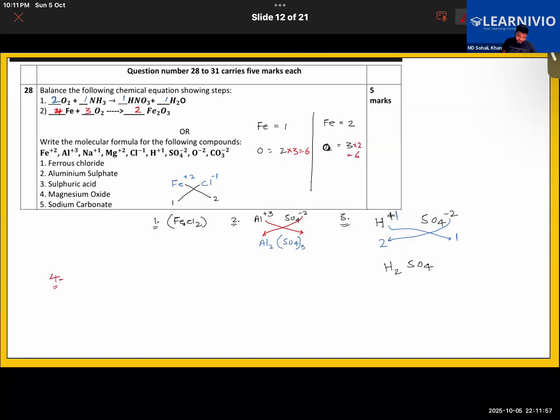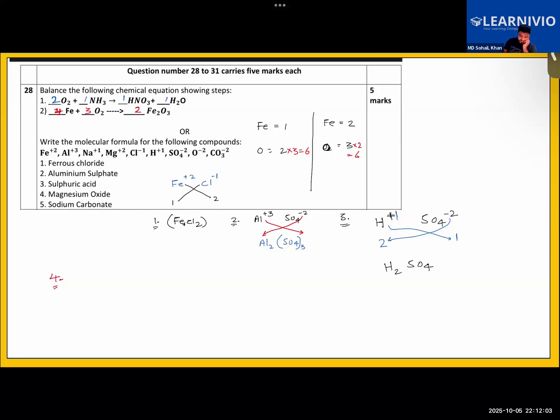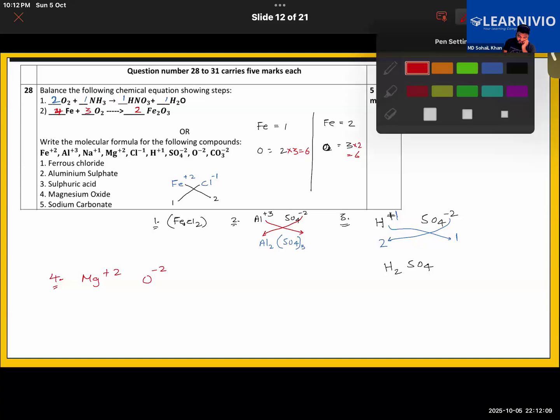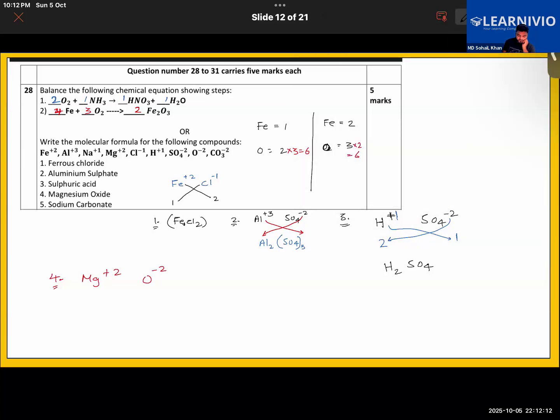Look at the fourth question here. That is magnesium oxide. This one is simple. Mg plus 2, O minus 2. We will write it as Mg2O2, but since the subscripts are the same, they have the same positive and negative charges, so they will be cancelled. So that is simply going to be MgO. Oh, I get it now.